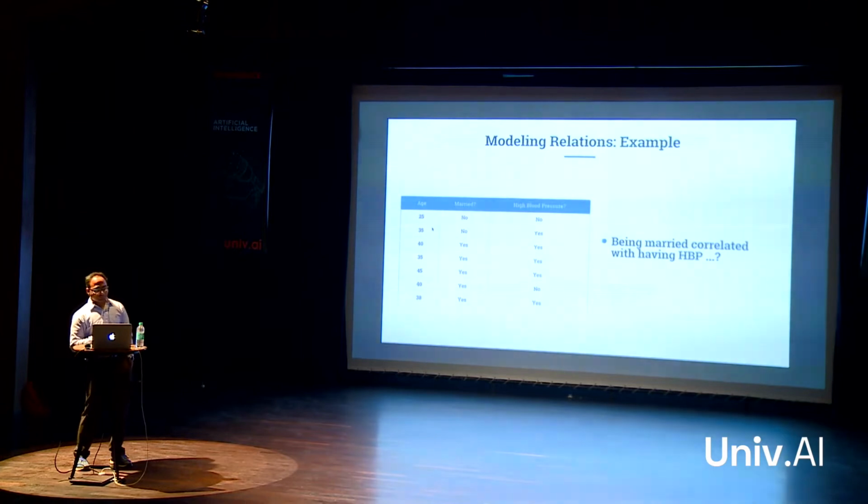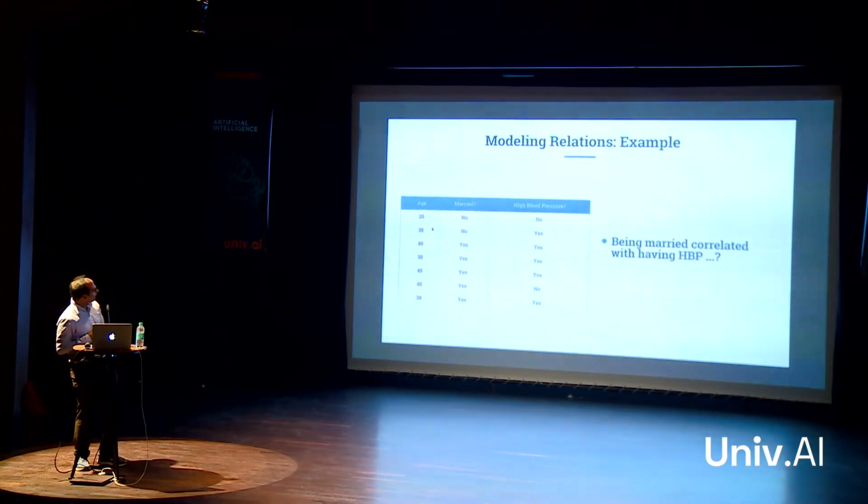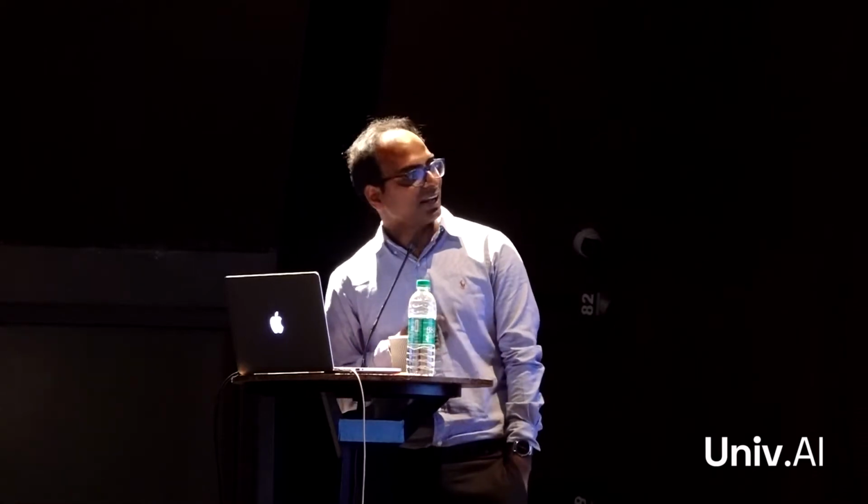Well, if you look at the data set more closely, you might think that being married is correlated with having high blood pressure. Okay? But is it really though? And the answer to this is that presumably around the time that people get married, maybe in their mid-30s or so, that's around the time they start developing some of these symptoms, right?